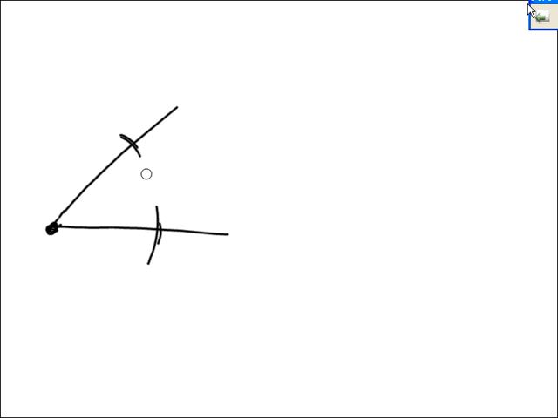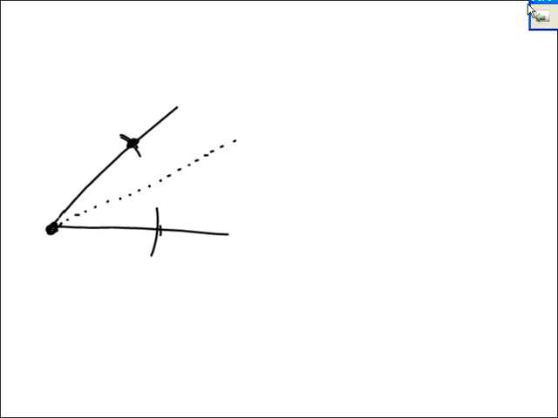I don't need it all the way. I just want to see where it crosses those two lines. Okay. Now, I put my compass needle here, and I open it up to some distance. Just make sure it's long enough to touch that line.